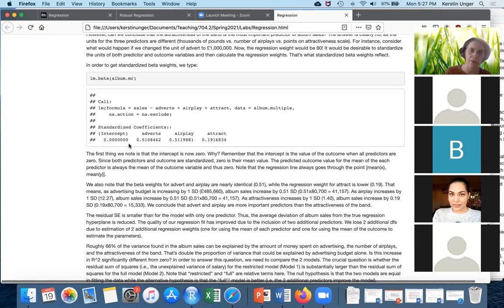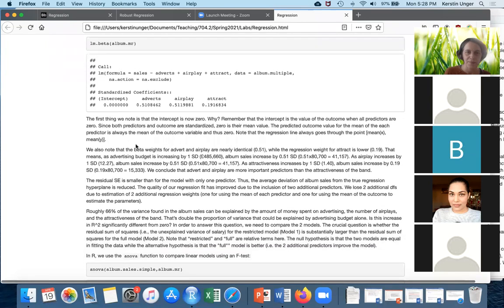And then no surprise, the intercept is 0 because all our variables are on the same scale now, so they have a mean of 0. And since the predicted outcome value for the mean of each predictor is always the mean of the outcome, it has to be 0 as well. So that's why the intercept is 0.